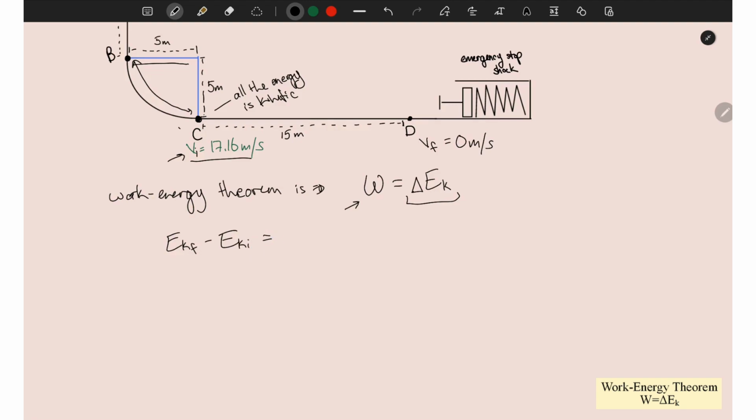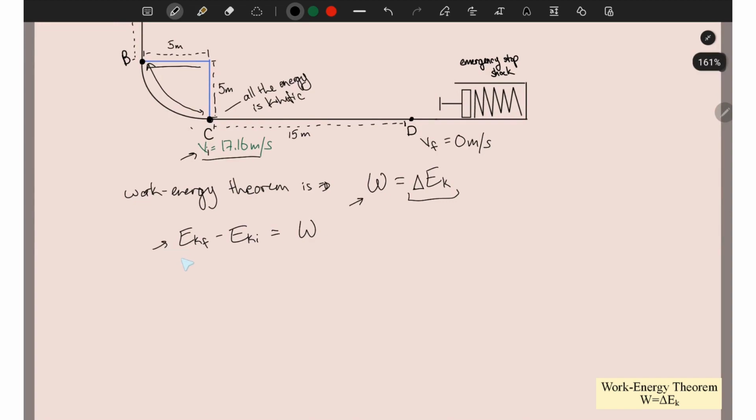It's going to be equal to the work done. Let's just leave it there for now. I'll specify this a little bit more clearly. This is really 1/2 mv squared final minus 1/2 mv squared initial. It's equal to the work done by the system.